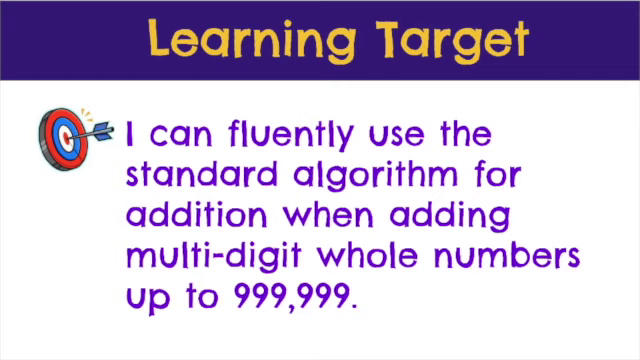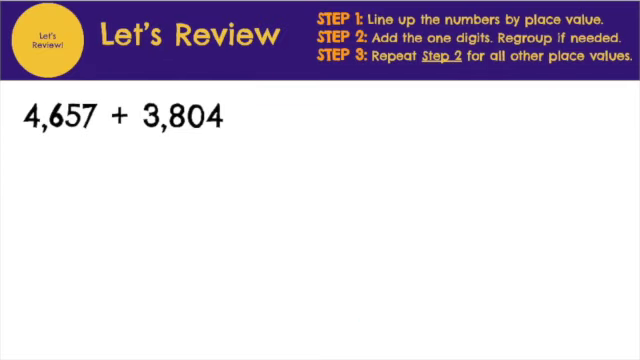In order to better understand, let's take a look at this first example. Let's add 4,657 and 3,804. Well, if you remember from our last video together, when we want to add the numbers up, it is super important that we line up all the place values. So I'm going to start by writing 4,657. And underneath that, I'm going to write the second number, and I'm going to try to line up the place values. So line up the thousands place, the hundreds place, the tens place, and the ones place.